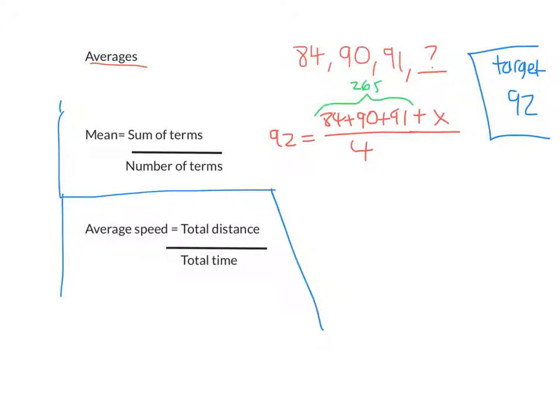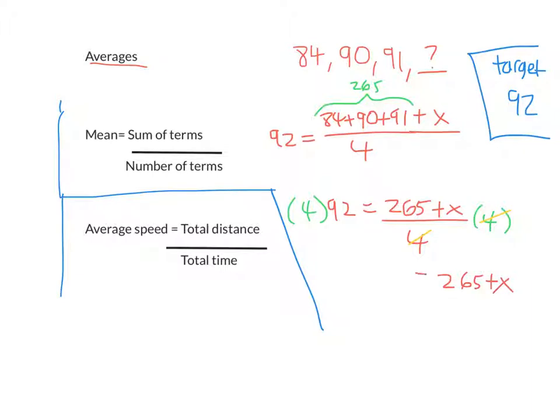All right, so on the next line, I could even write that. I could say 92 equals 265 plus x all over 4. And we've got to get rid of this 4 down here. We want to get x by itself, but we've got to get rid of this denominator first. Then we'll subtract 265 from both sides. So to get rid of that 4, we've got to multiply both sides by 4. Boom. And then from there, it's 265 plus x.